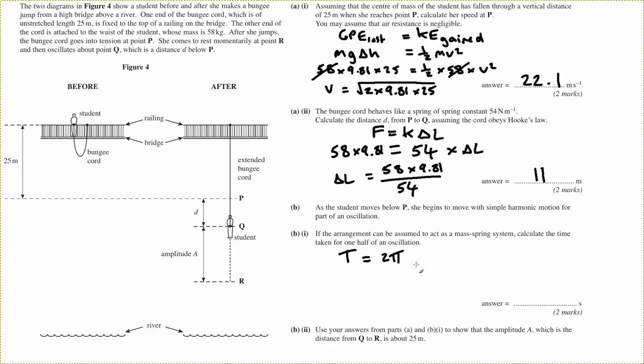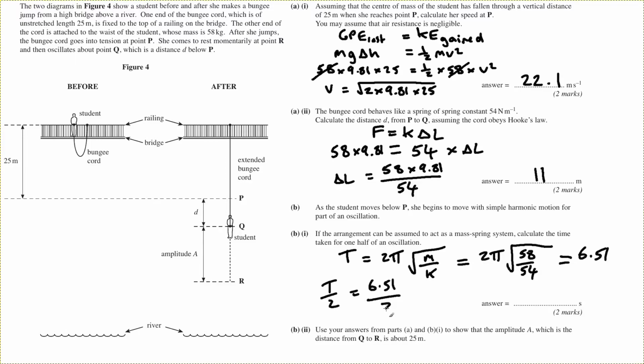The arrangement can be assumed to act as a mass spring system. Calculate the time for 1/2 of an oscillation. Well, we know how to calculate the time of an oscillation for a mass spring system. T equals 2 pi square root m over k. The formula's in our data book. We know the mass, we know the spring constant. We've been given that earlier in the question. Again, it's just a case of putting the numbers in, and we will work out a value for the period. The period comes to 6.51 seconds. So if we halve that, because it's asked us for half the period, 1/2 of an oscillation, it's 3.3 seconds to 2 significant figures.